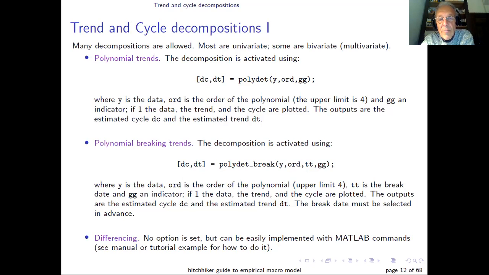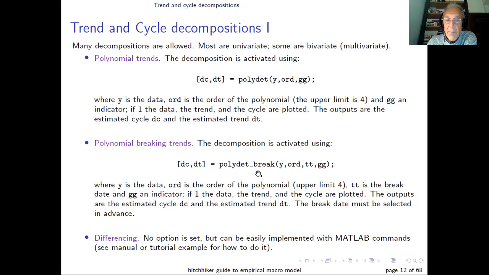The first one is using polynomial trends, and the decomposition is activated using the function polydet, which takes as input y. Ord is simply the order of the polynomial, and the upper limit is 4, and gg is an indicator function that tells you if you want to plot the trend and cycle that you obtain or not. And the output of the function are obviously the cycle, which is called dc, and the trend, which is called dt.